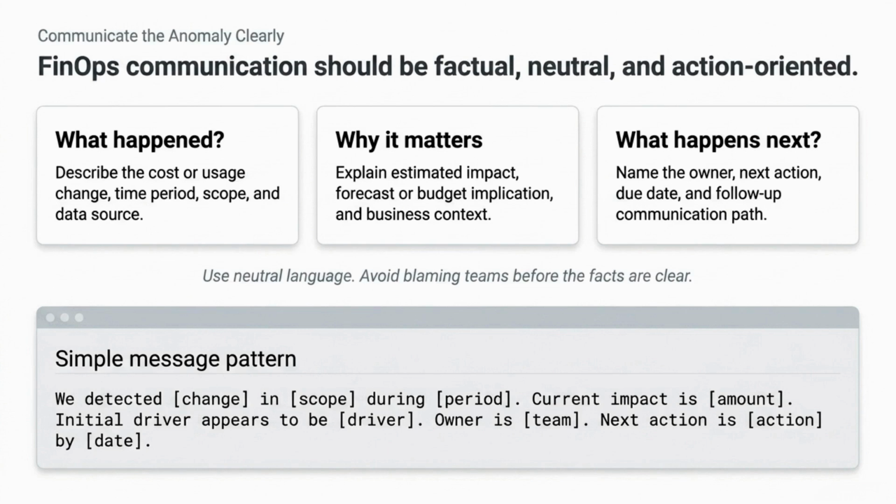Avoid blame language. For example, instead of saying engineering caused the spike, say that the spike appears related to a specific workload, service, or deployment, and that the responsible team is investigating. This preserves trust and keeps the conversation focused on resolution.